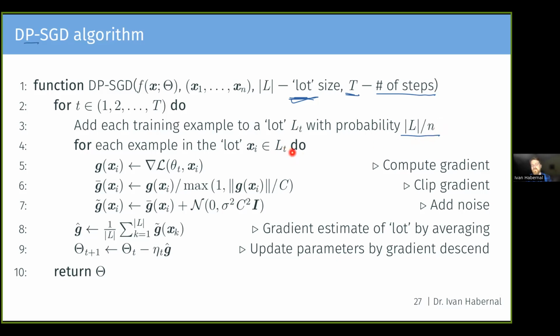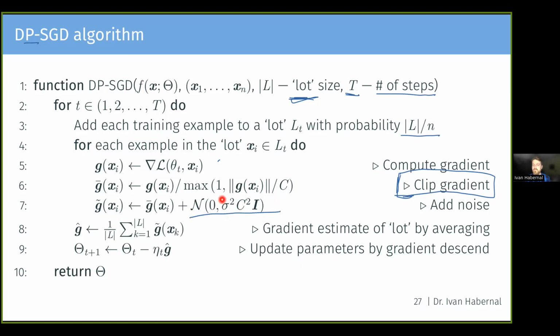And then there is no magic here, because for each example in the lot, we compute a gradient for this example, like in standard SGD. We're going to clip the gradient per example. This is something very special to DP-SGD, and there will be some consequences of that. We take the L2 norm of this gradient for this example and clip it by some constant, because we need to bound the function in order to be able to add some noise, which is not infinite. Then, for each of these examples in the lot, we're adding the Gaussian noise, as we saw before.